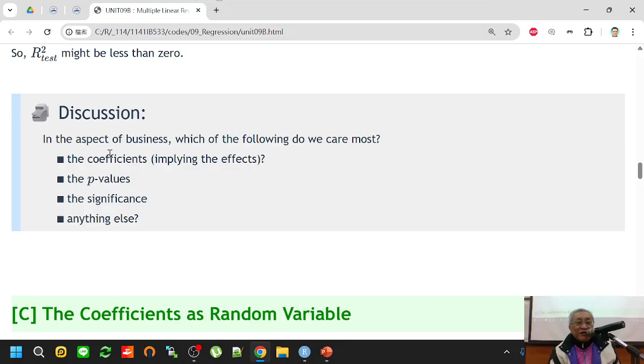Now there is some discussion. In the aspects of business, which of the following do you care about most? Do you care about the coefficient, the p-value, the significance, or anything else? Which one do you care about most?